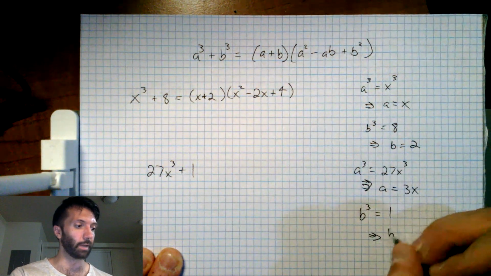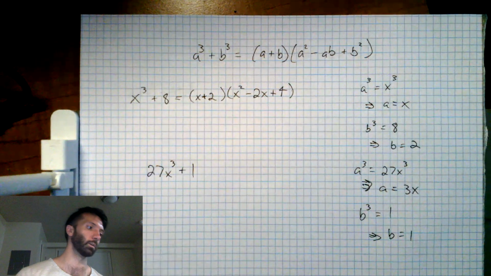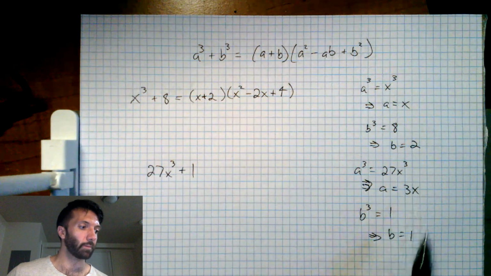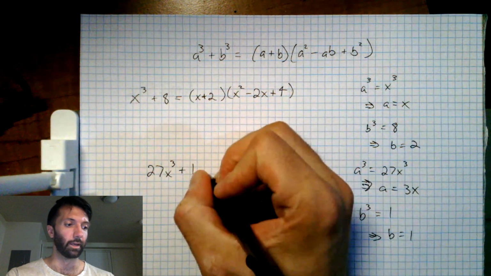So we know what a is, and then b to the third is 1. And that means that b is also 1, because taking the cube root of 1, we end up with 1. So we know what a and b are, and now we can go ahead and factor.